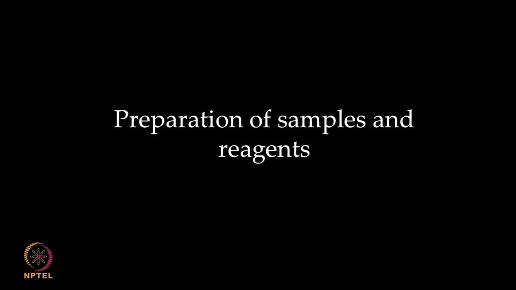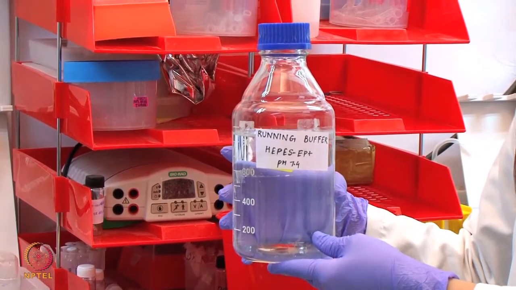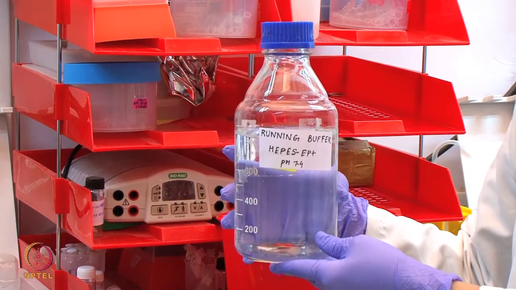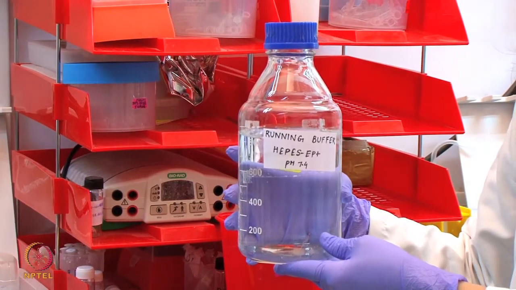We will now work on the reagents required for the binding analysis of anti-beta-2 microglobulin with beta-2 microglobulin protein. We will be using HBS-EP Plus as the running buffer, which will also be used for the initial startup cycles.